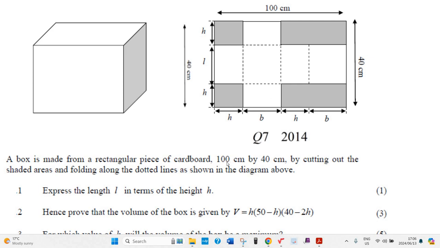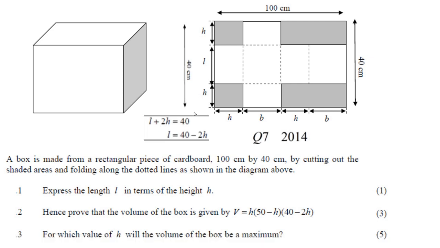The first question, let's try it now. They tell us that this is 40 by 100, which means it's 40 on this side and 100 on this side. That's good because it's a rectangle. Express the length in terms of the height. The whole side here is 40. So L, the length, plus the 2 h's equals 40, so the length is 40 minus 2h. Well, that wasn't too hard.